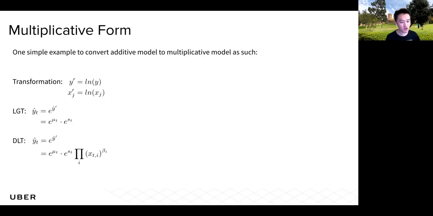The two models I introduced are in additive form. One simple way to convert into multiplicative form is through the natural log transformation, which is pretty straightforward. One thing to notice is that when we do the log transformation, the regression coefficient is now the elasticity of the regressor. This is very useful for interpretability when we do regression analysis.